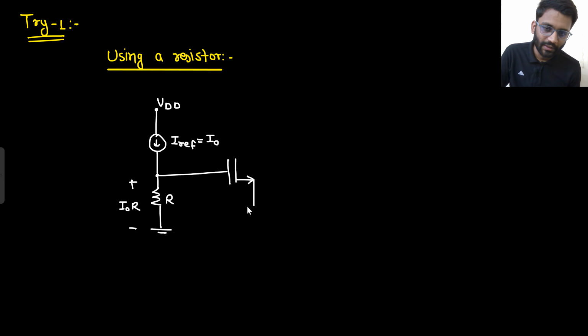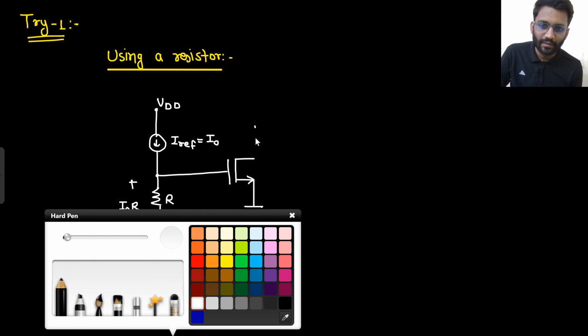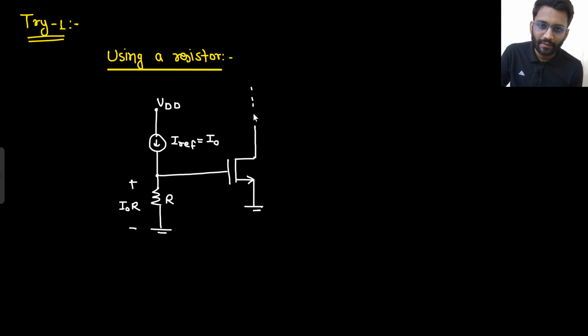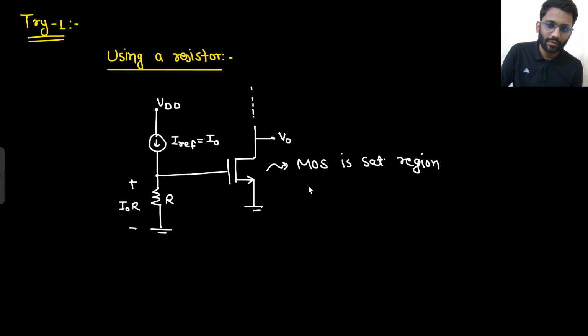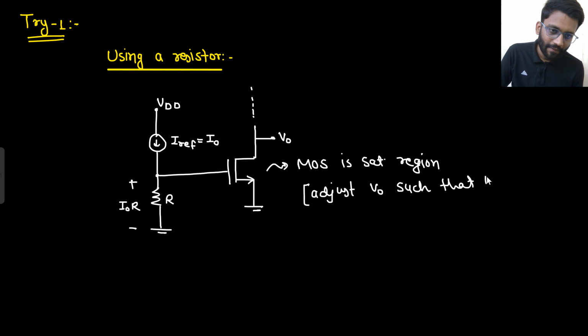Now this voltage drop is fed to the MOSFET, and from there we are generating some current. There will be some other particular circuitry here. Let's not make the circuitry, and we will make sure that this MOS is working in saturation region. Let's call this node V naught. Adjust V naught such that MOS is working in saturation.